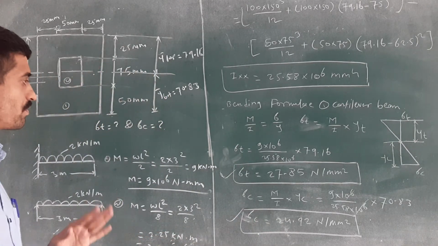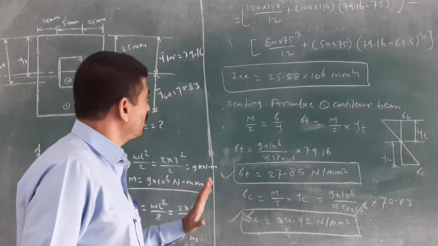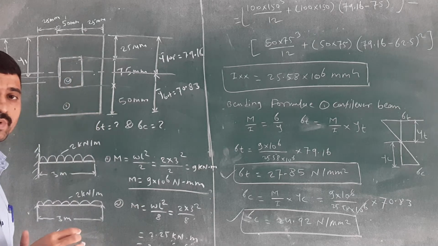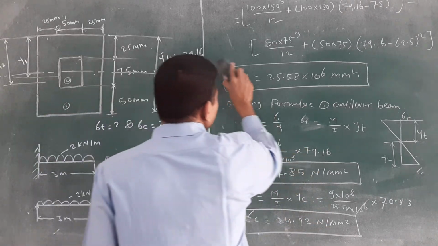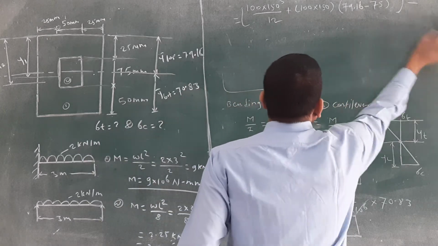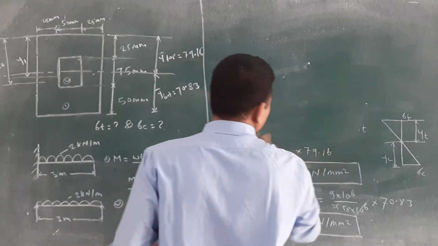In a similar way, you have to calculate the value of sigma t and sigma c for the simply supported beam. Then how to calculate that for the simply supported beam? I will check that. This is a simply supported beam.